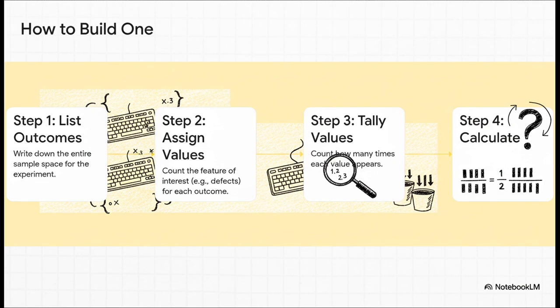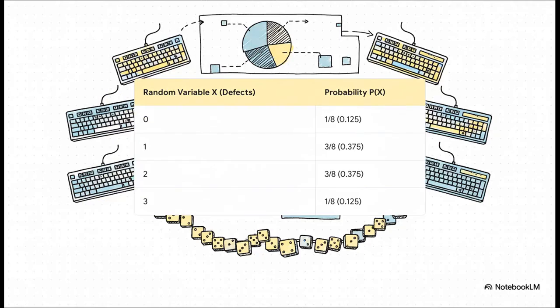Let's use an example of testing 3 keyboards. Step 1, list out every possible outcome. Step 2, assign a number to each outcome based on how many defects there are. Step 3, group all the outcomes that have the same number. And finally, Step 4, calculate the probability for each of those numbers. Easy. And voila! Here is our finished blueprint, the probability distribution for our keyboard test. You can see it clear as day. There's a 1 in 8 chance of finding 0 defects. There's a 3 in 8 chance for 1 defect. Same for 2 defects. And another 1 in 8 chance that all 3 are duds. This table tells us everything we need to know about the chances.